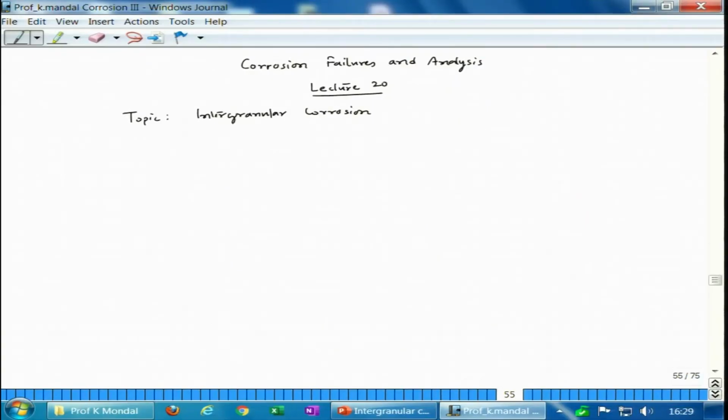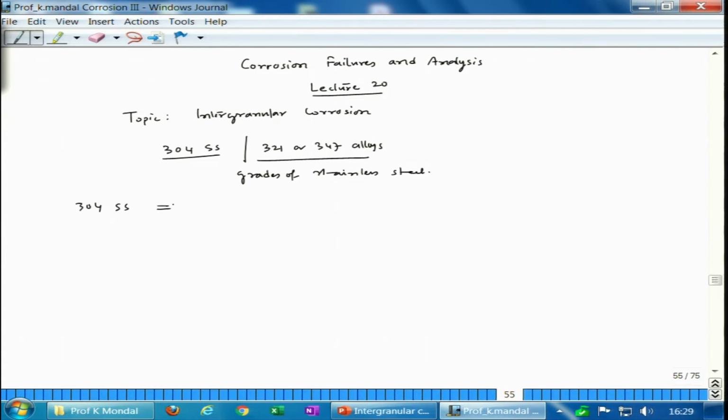So, today we will try to analyze intergranular failure or intergranular corrosion in case of 304 stainless steel. Or we can also analyze intergranular corrosion in case of 321 or 347 alloys. These are some of the grades of stainless steel. So, if you want to see the general composition range of 304 SS, let me put a range: carbon is about 0.08%. These are all in weight percent.